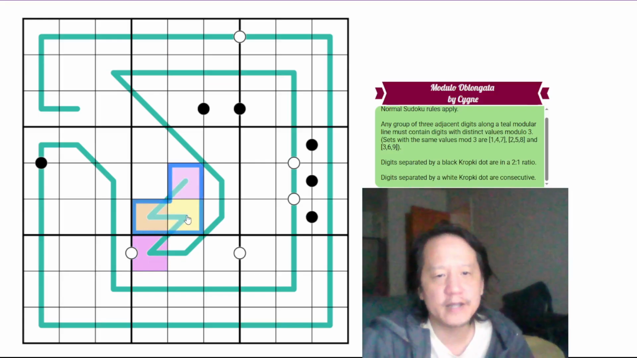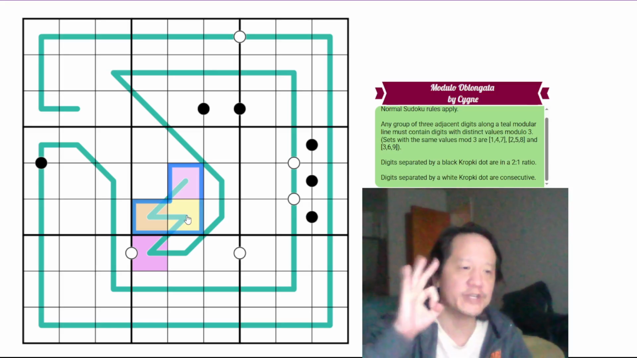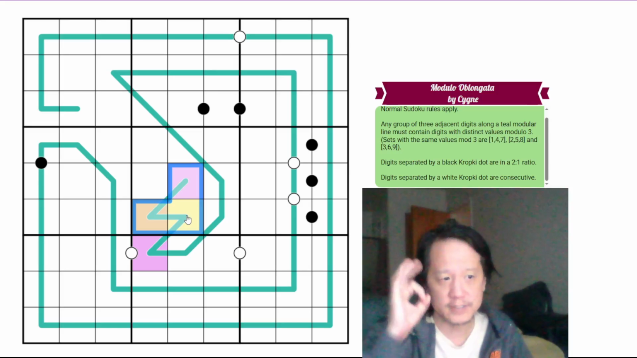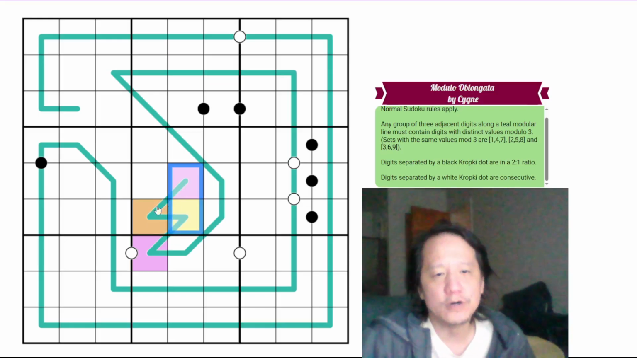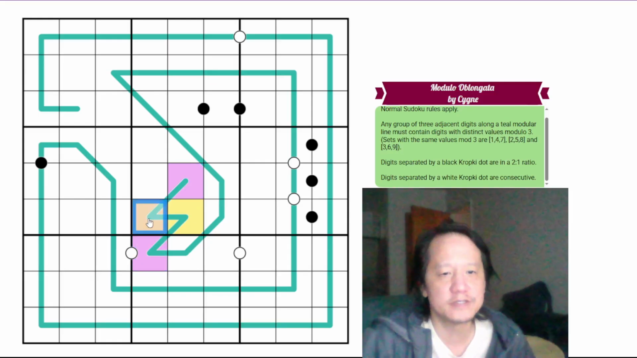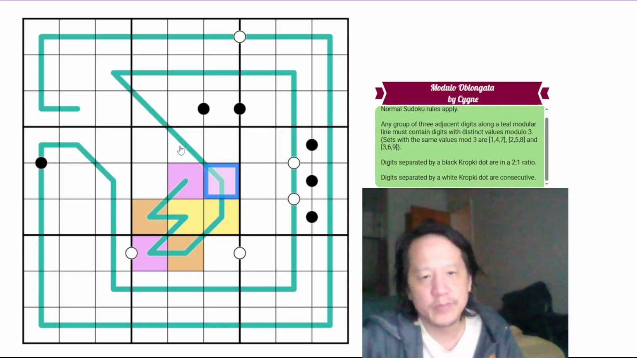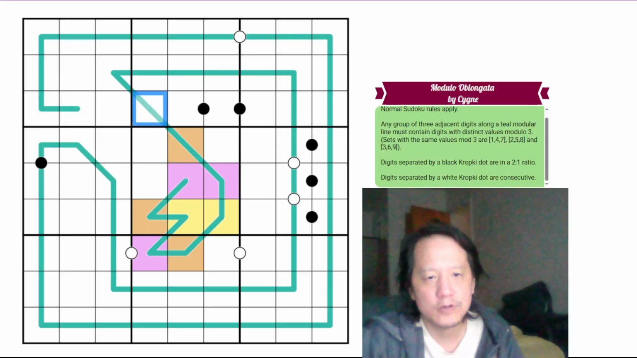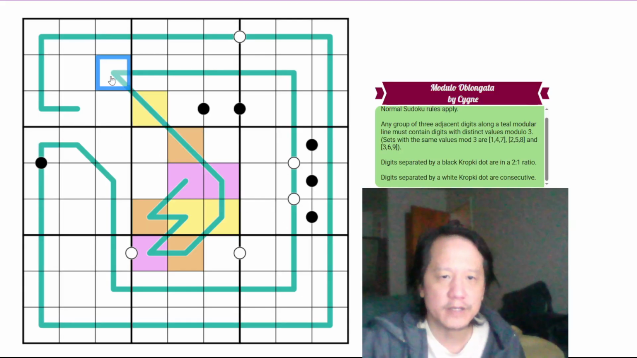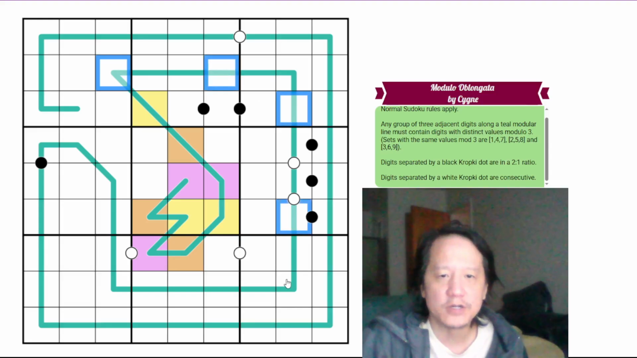And what you find is if you have the constraint where 3 adjacent digits must be from distinct sets, you know every 3rd digit is from the same set. So this must be pink to match this. This must be orange to match that. This must be yellow to match this. So then again, we can go along the line, pink, orange, yellow, pink, orange, yellow, or we could do every 3rd digit here.